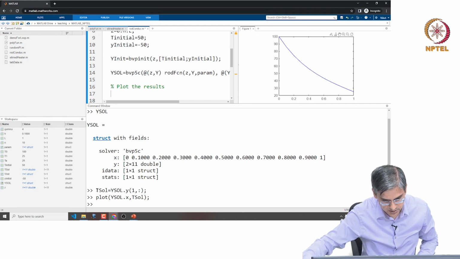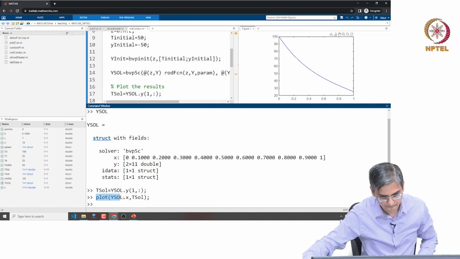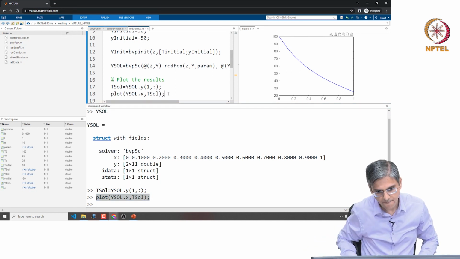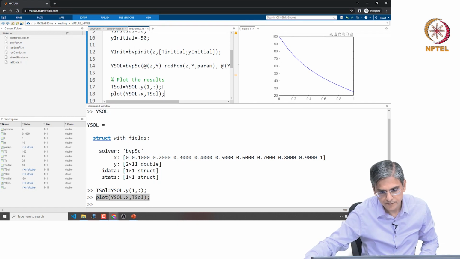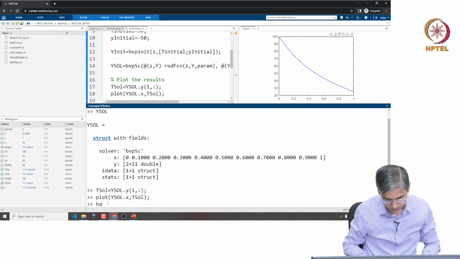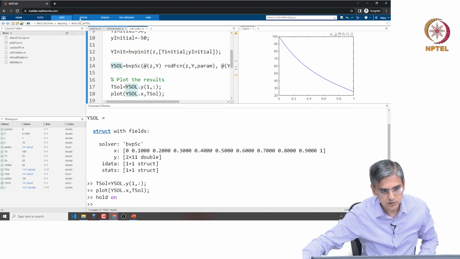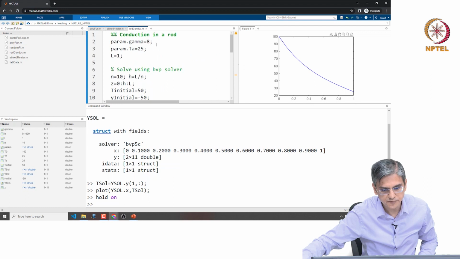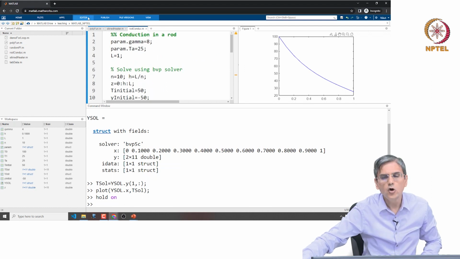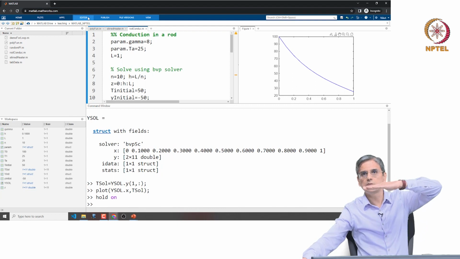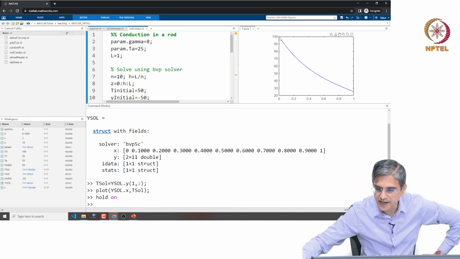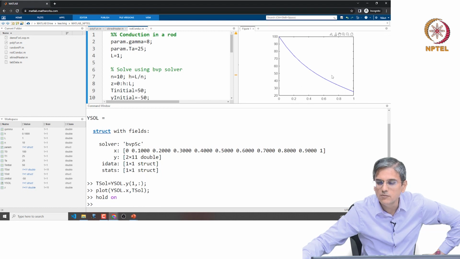Plot the results. And let us say hold on. Okay. So, let us run this and see what happens. This we are now running for gamma equal to 8. Okay. What do we expect to happen? Think about this blue line. The next red line, will it come above this line? Will it come below this line? Will it come on this line?